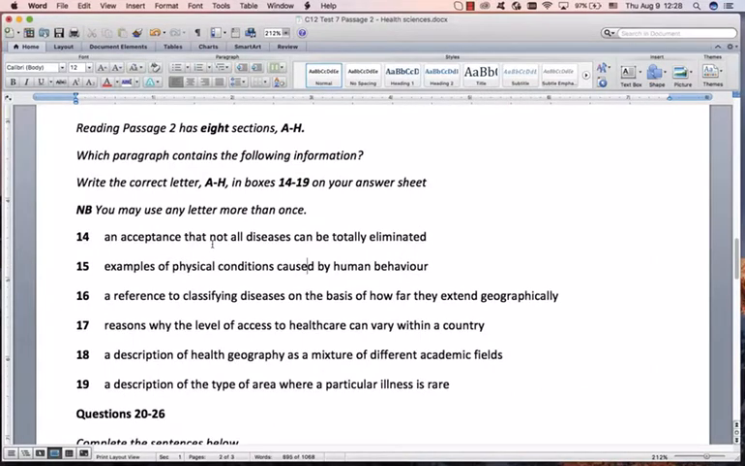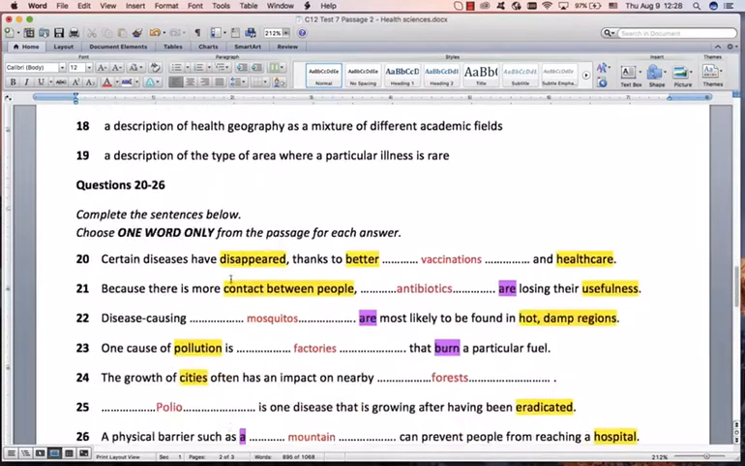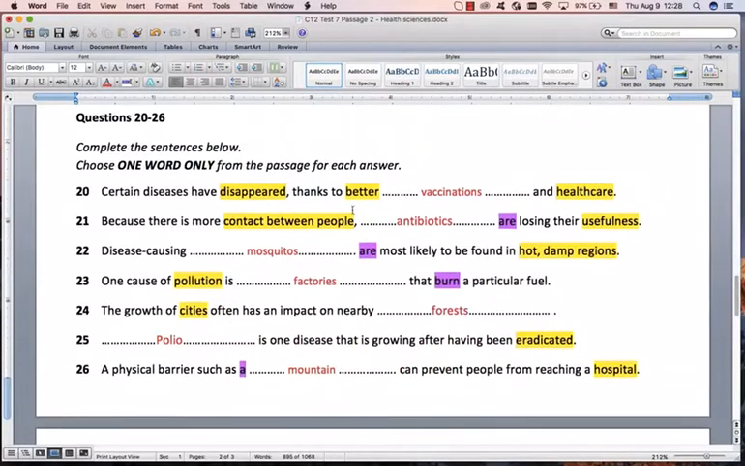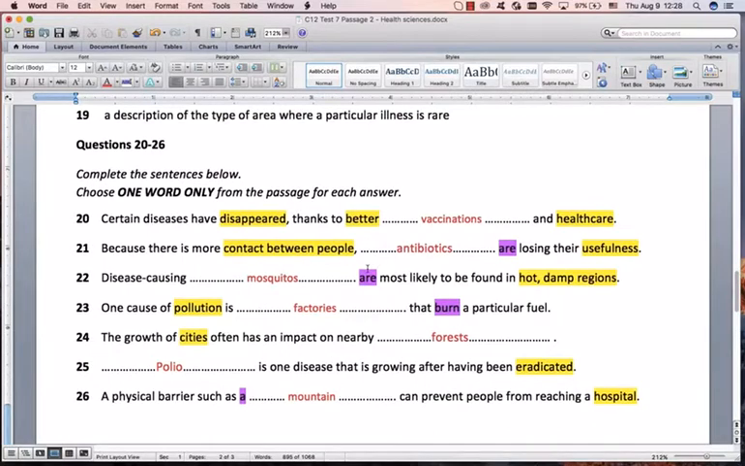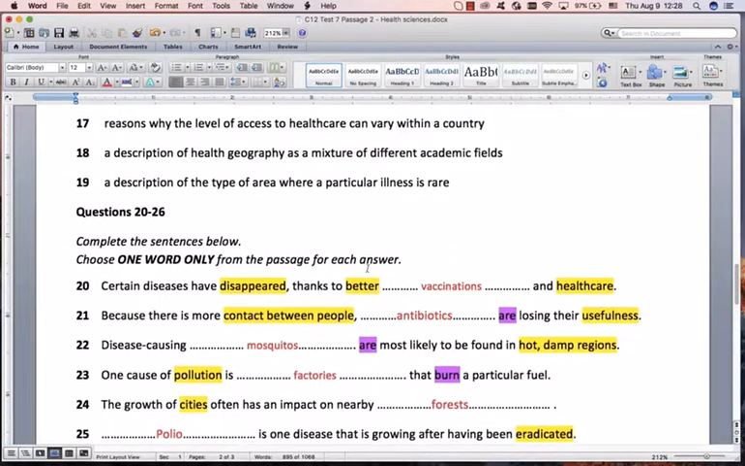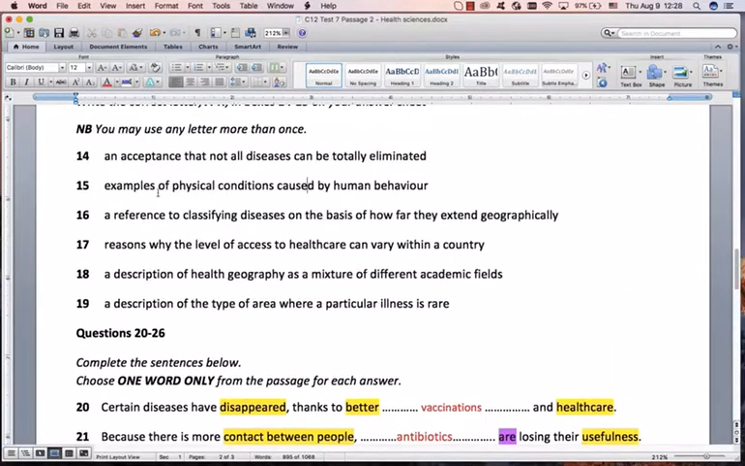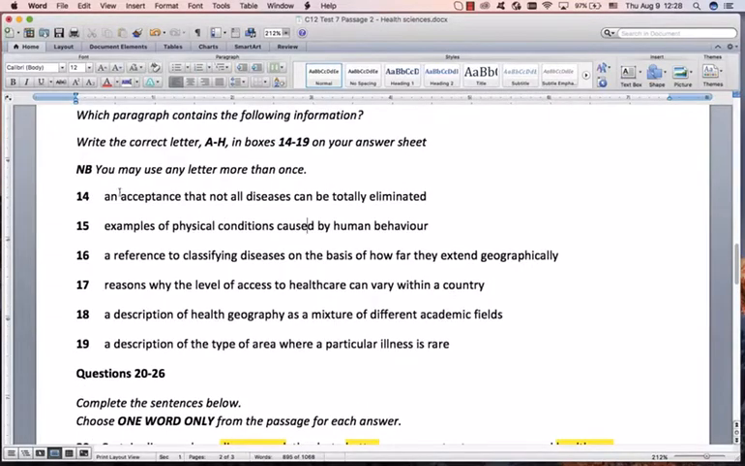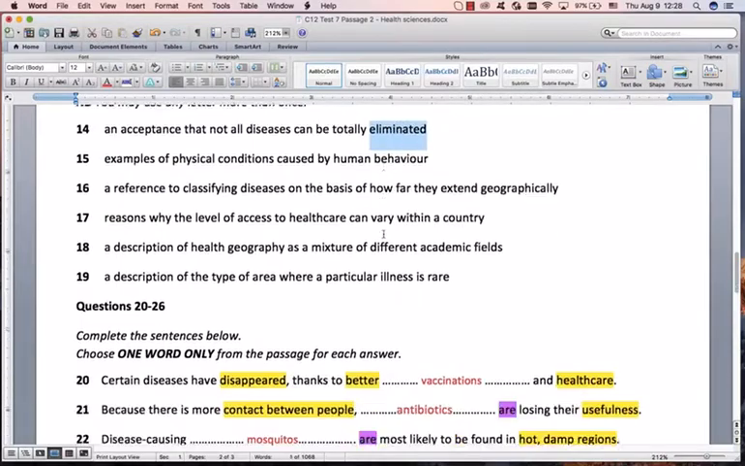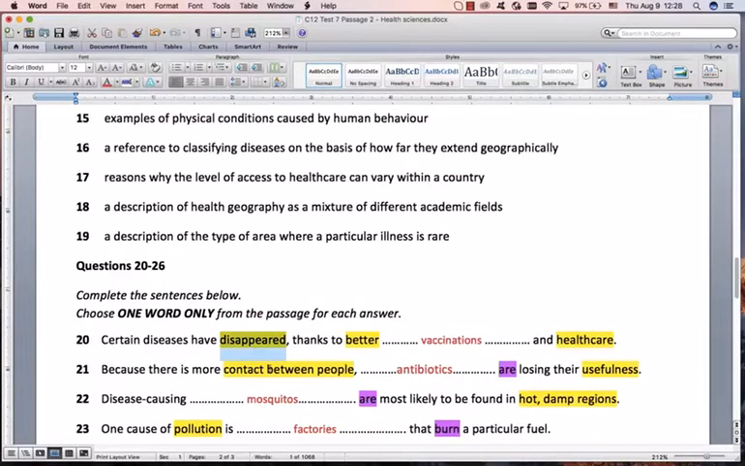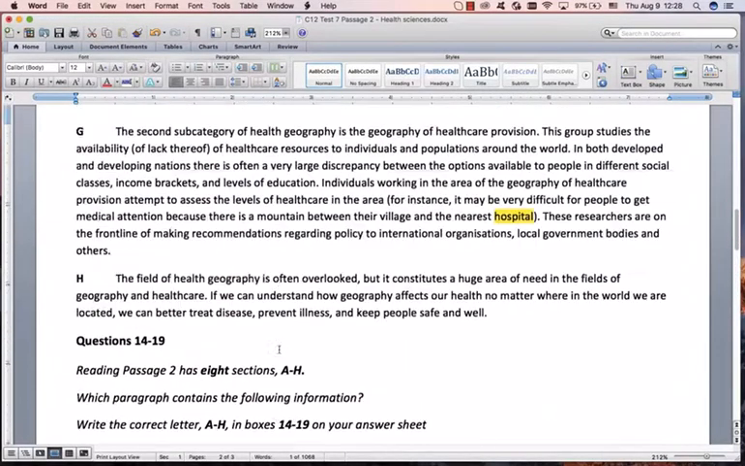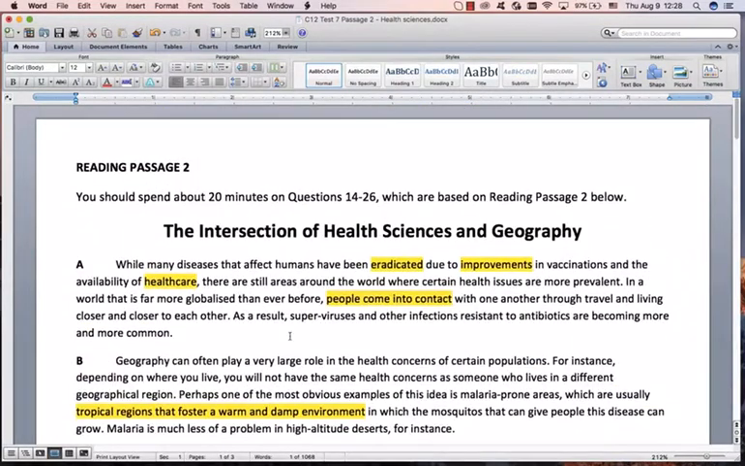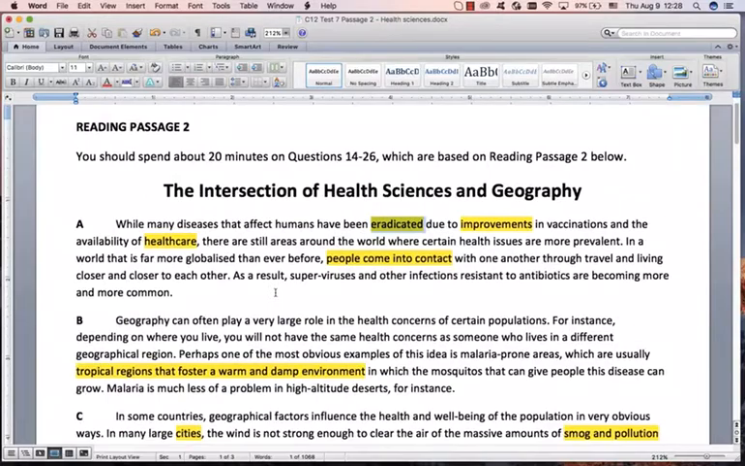So the first thing that you're going to do is see if there are any clues from this about the things that they are talking about in the paragraph. Often this can help you with this. So let's look at the first one, an acceptance that not all diseases can be eliminated. Eliminated, I remember, was similar to disappeared, and I went to this paragraph over here and saw eradicated. Now, if you're going quickly, that's enough.